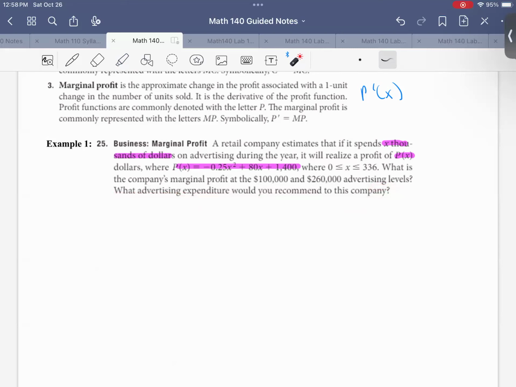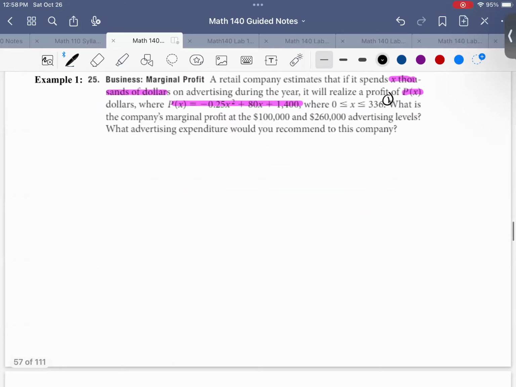So we have two questions here. Let's go ahead and focus on the first one. What is the company's marginal profit at these levels? So I need to figure out the marginal profit. That means I have to find the derivative of this profit function. So let me rewrite this profit function: negative 0.25x squared plus 80x plus 1400. And I need to take the derivative of this.